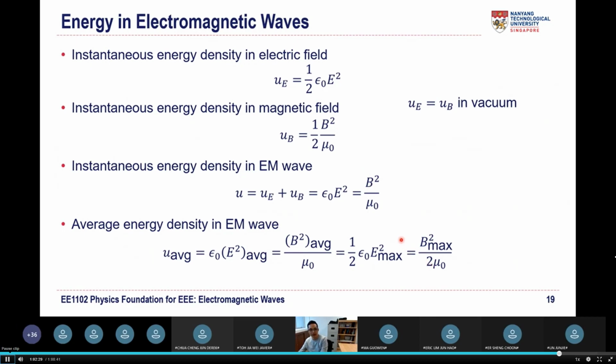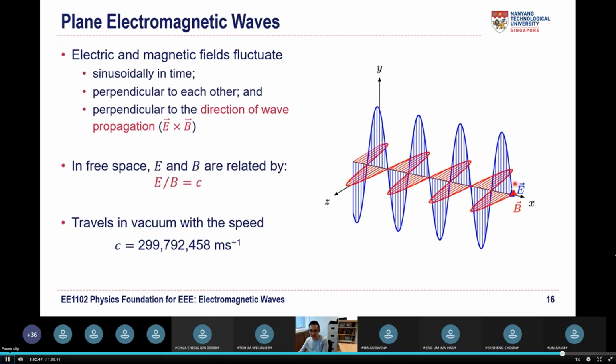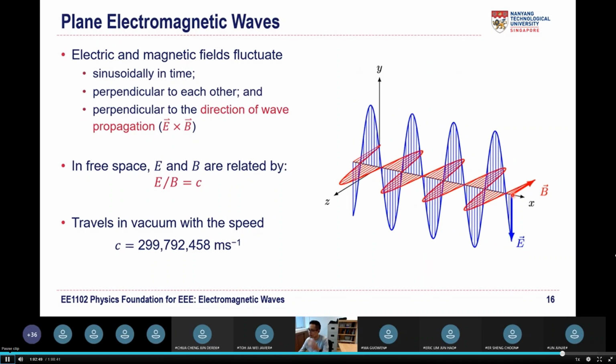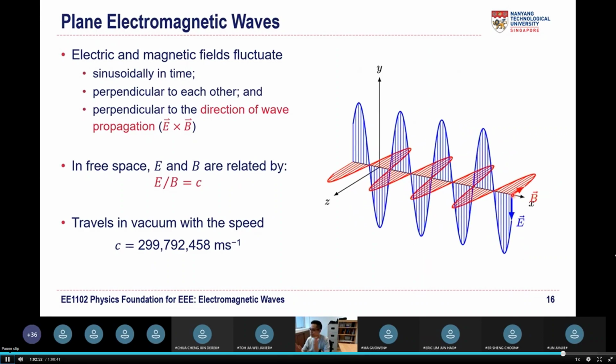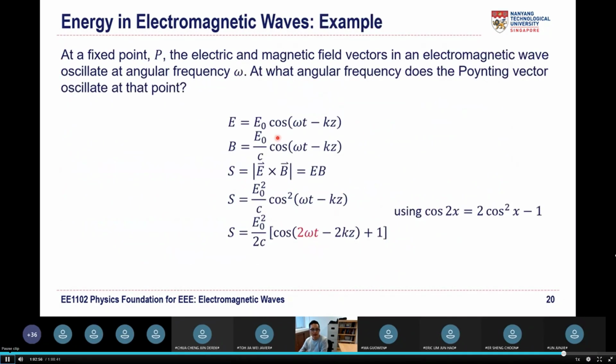So I think we have an example here. Let's take a look at this example. At a fixed point P, the electric and magnetic field vectors in an electromagnetic wave oscillate at an angular frequency omega. So let's say this point is P. It's oscillating with time at an angular frequency omega, right? At what angular frequency does the Poynting vector oscillate at that point?